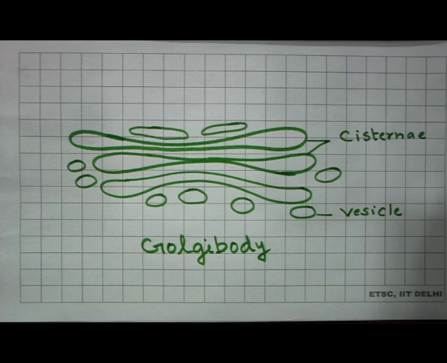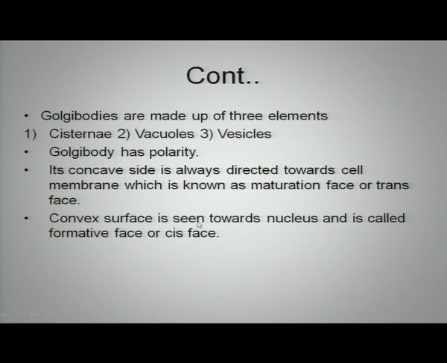They have a concave surface as well as a convex surface. The concave side is always directed towards the cell membrane. That means it is facing outwards in a cell. And this particular phase is known as the maturation phase or trans phase.